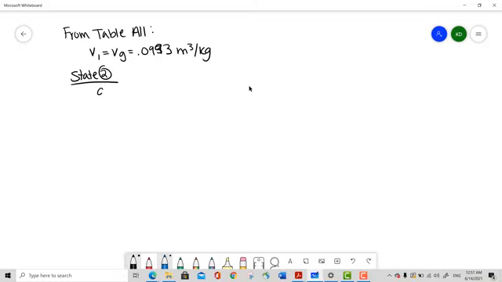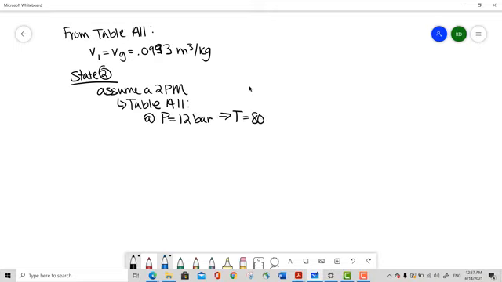Okay, and then state 2, what else can we do? We can always assume a 2-phase mixture if we don't know what the phase is. Again, table A11, and then at P equals 12 bar and a temperature of 80 degrees Celsius, Tsat on the table is 46.30 degrees Celsius. So it's a superheated vapor. How do we know that? We used the flow chart.